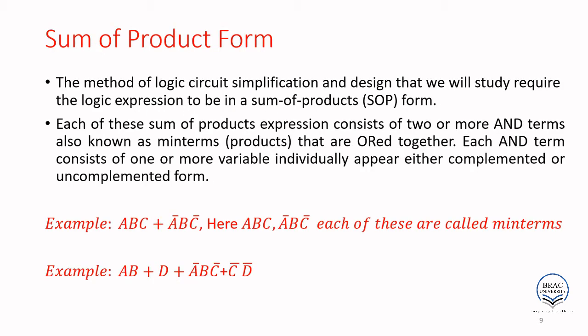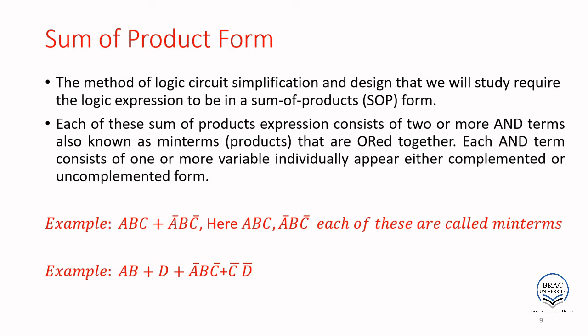So what is SOP actually? If you look at this example here, A B C plus A' B C', here A B C and A' B C' are called min terms. Whenever min terms are put together using this plus sign, it is called sum of products. Each of these sum of products expressions consists of two or more AND terms. This is one AND term, this is another AND term, which are known as min terms.